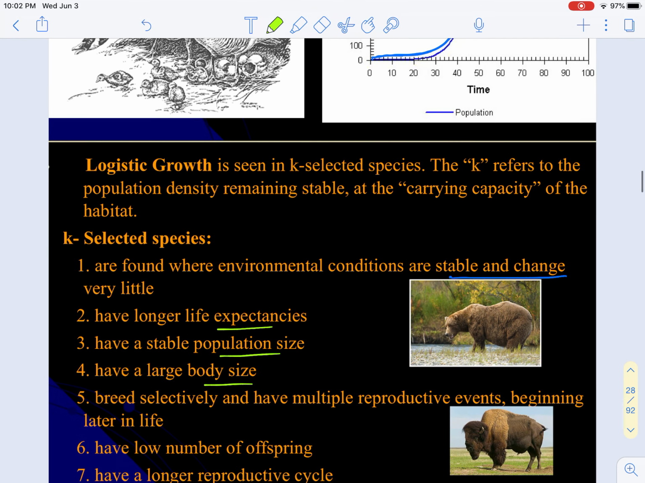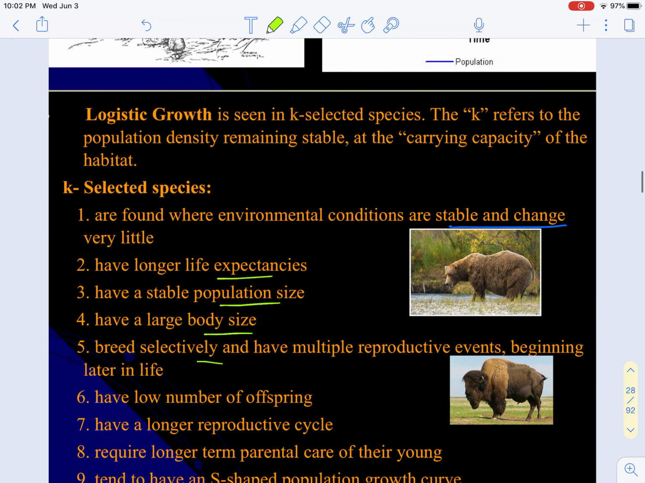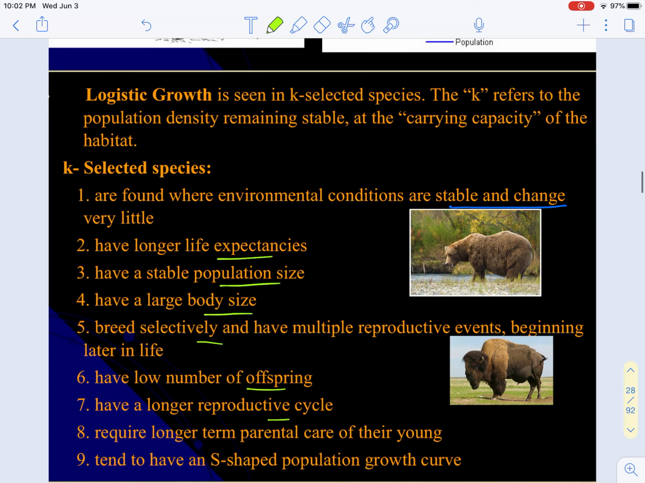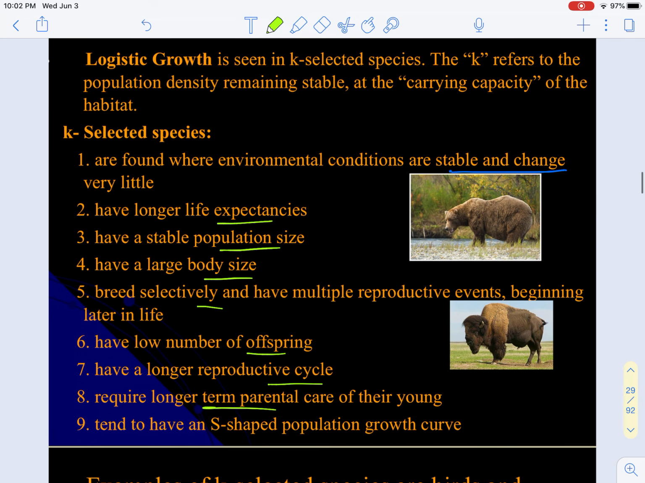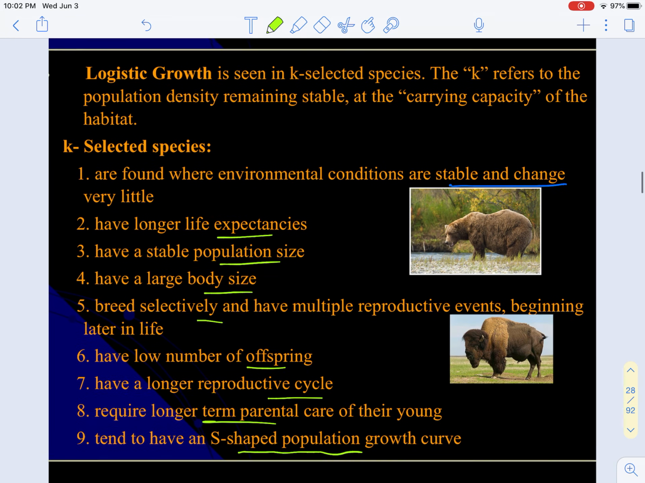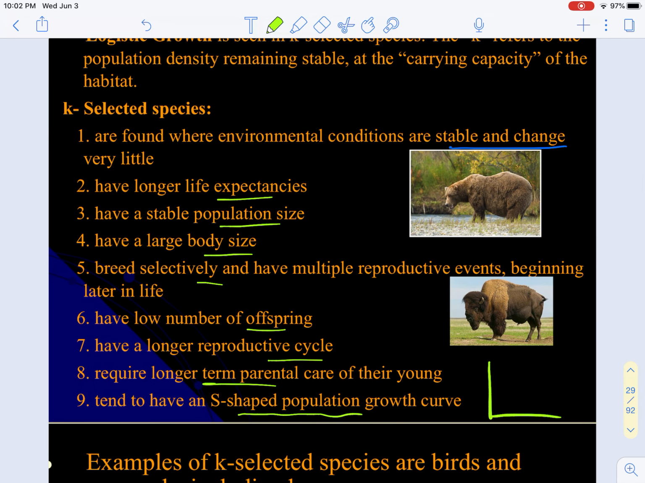They have a longer life, stable population size, larger body size, breed selectively, and have few babies, long reproductive cycles, so they take time to carry their young. It takes longer, they have long parental care, take care of their babies for a longer time, and they will be the ones with this S-shaped population growth pattern.